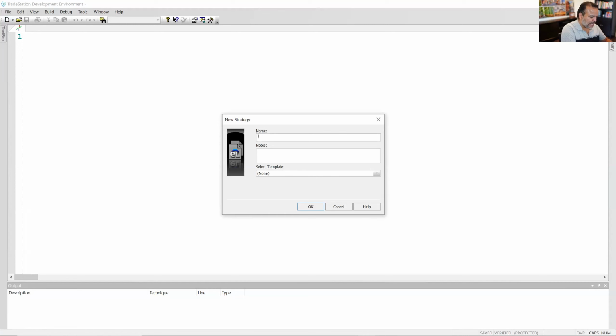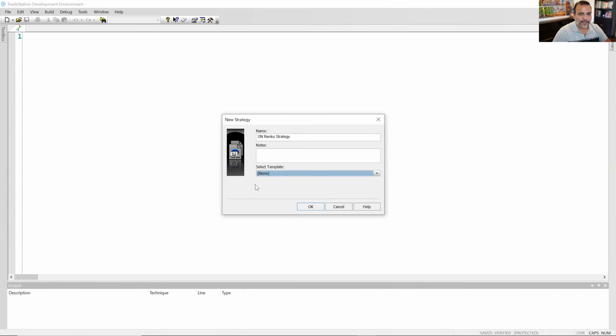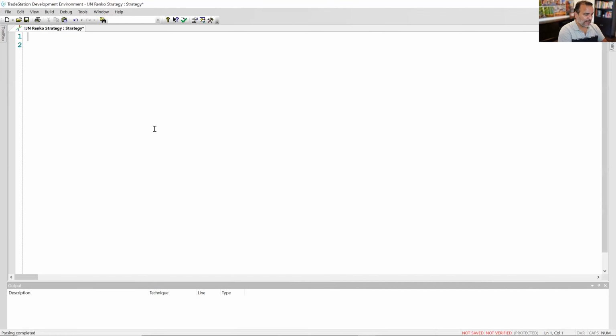I'm going to call this exclamation JN Renko strategy. All right. And for template, I have mine set to none. If you don't want any template to be displayed on the document, make sure it says none, and that'll give you a blank document. So as I said earlier, my strategy rules are very simple.